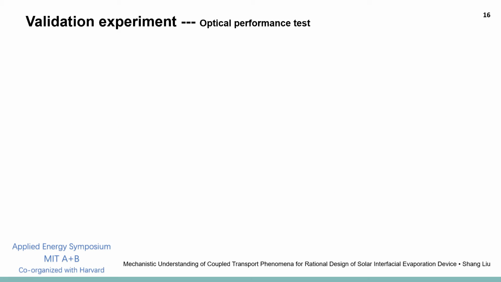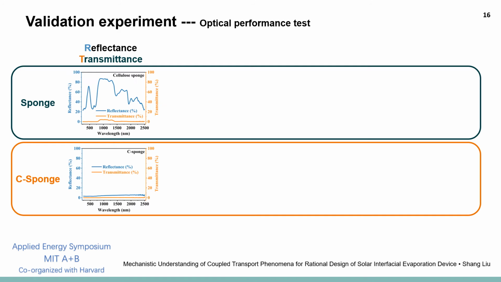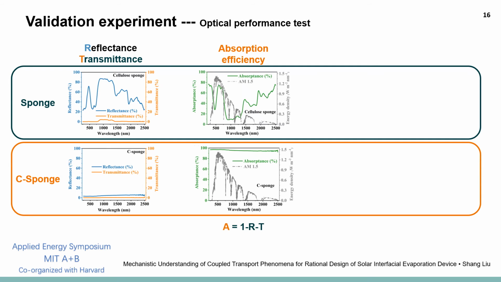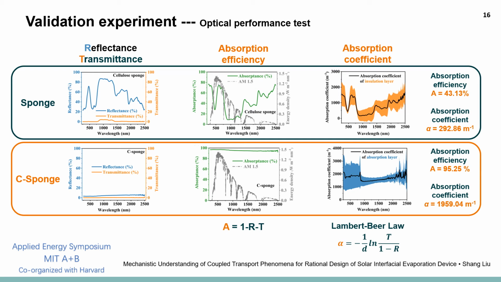Next is about the optical parameters for the sponge and the C-sponge. The reflectance and transmittance of the sponge and the C-sponge can be measured by the spectrophotometer directly, and according to the characteristic of light absorption, the absorption efficiency of the sample under the solar spectrum can be obtained, and also the absorption coefficient can be calculated according to the Beer-Lambert law, and these parameters would be used for the model development.